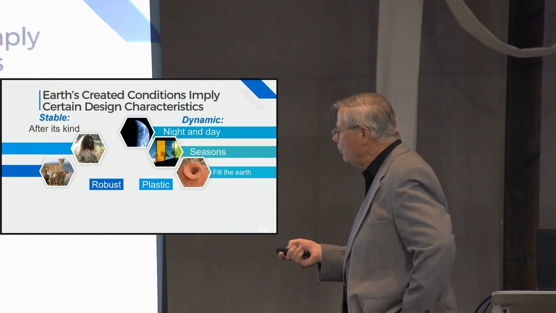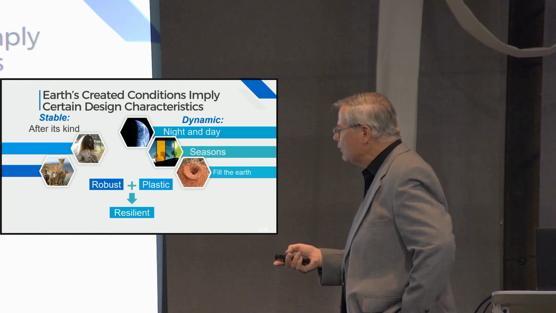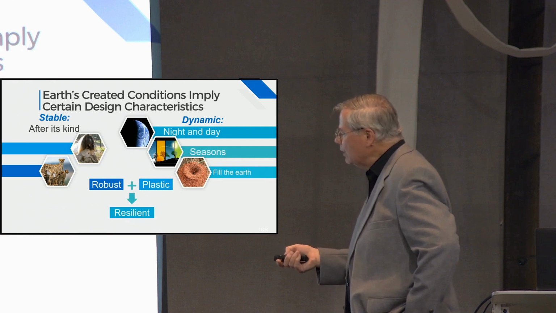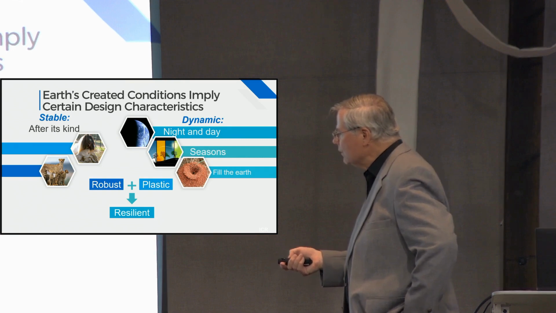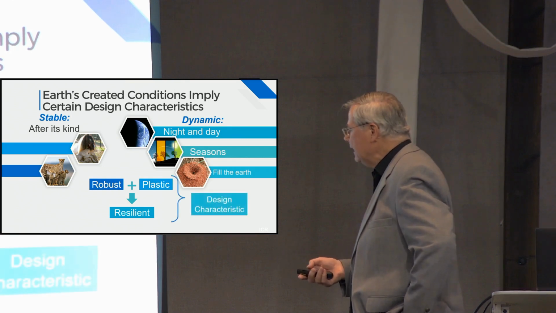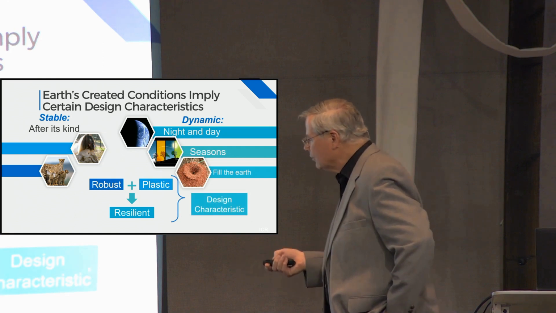So they must be robust and they must be plastic, which from an engineering perspective, we would call resilient. These are highly resilient creatures, and these are design characteristics.